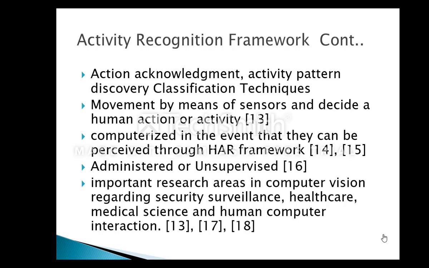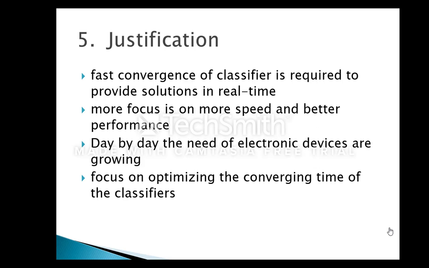Human activity recognition is one of the important research areas in computer vision regarding security surveillance, healthcare, medical science, and human computing. The requirement for fast convergence of the classifier is to provide solutions in real time. For example, mobile devices have limited resources like CPU and memory and cannot afford to run machine learning solutions for a longer time period. All the more focus is on more speed and better performance of these devices, but still more enhancements are required as desired by most users.